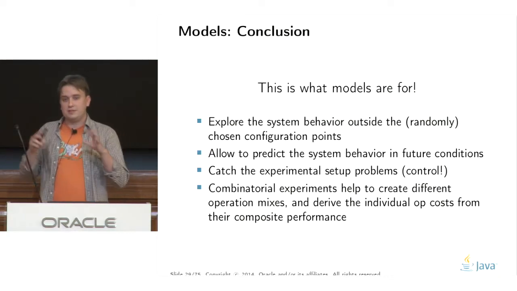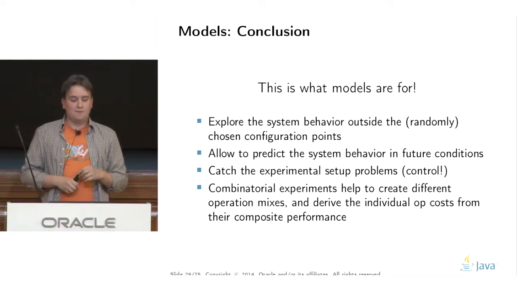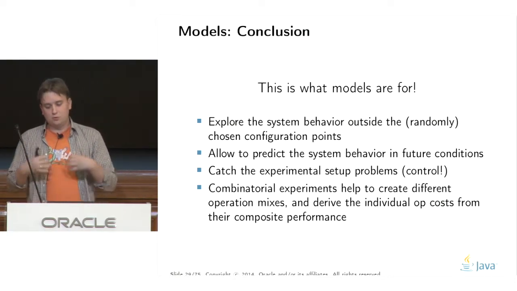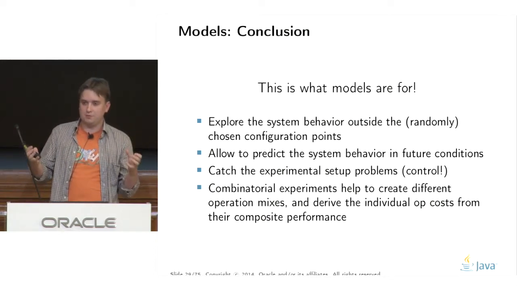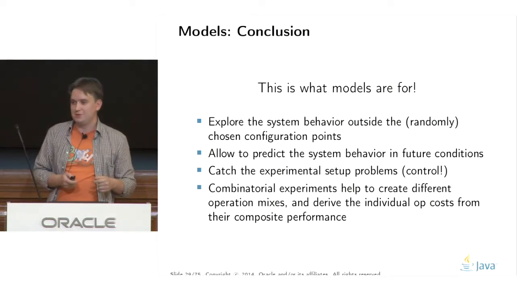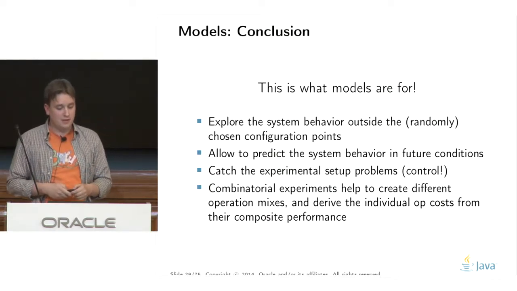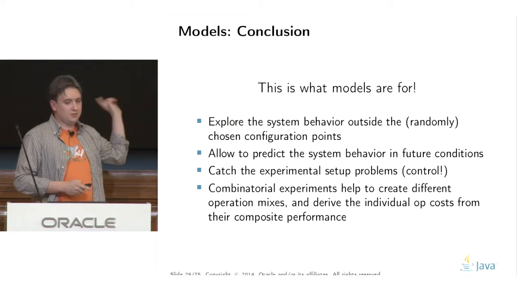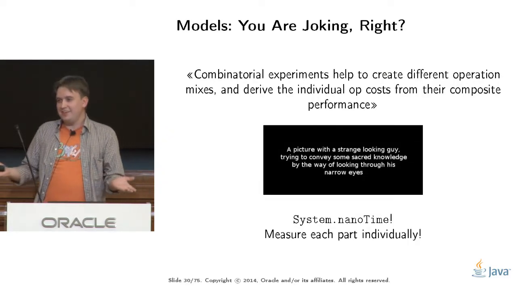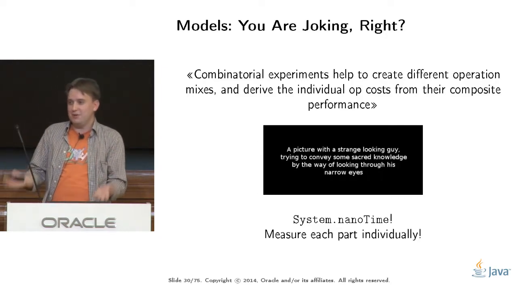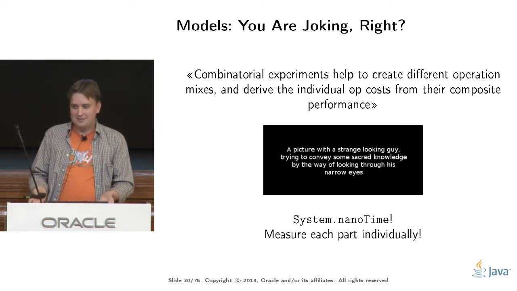And moreover, these combinatorial experiments, when we mix different operations together, allow us to reason about individual operation costs from their composite performance. Not derive, that is too strong a word, but reason about it with some probability. And when I tell people this, they just say, well, there's nanoTime, right? I can just measure stuff with nanoTime. How hard could that be, right?